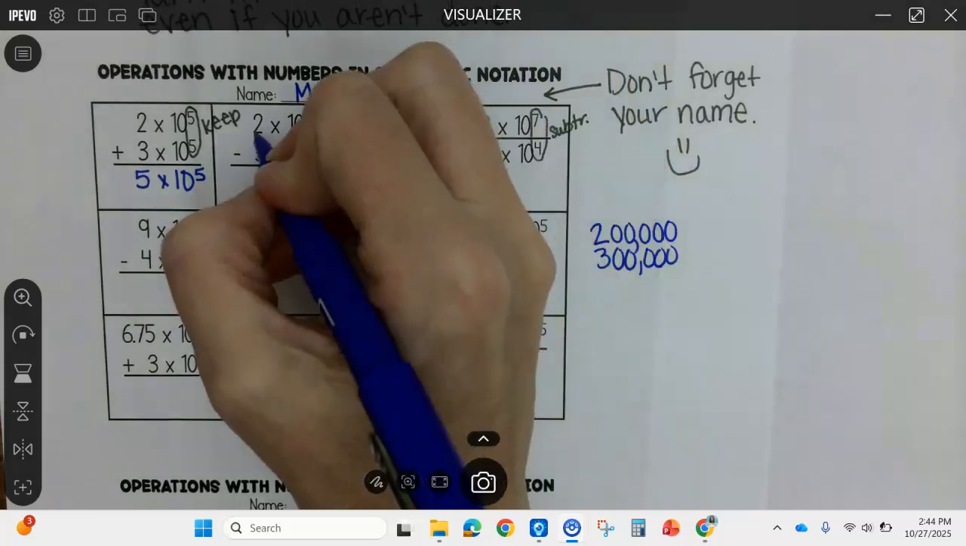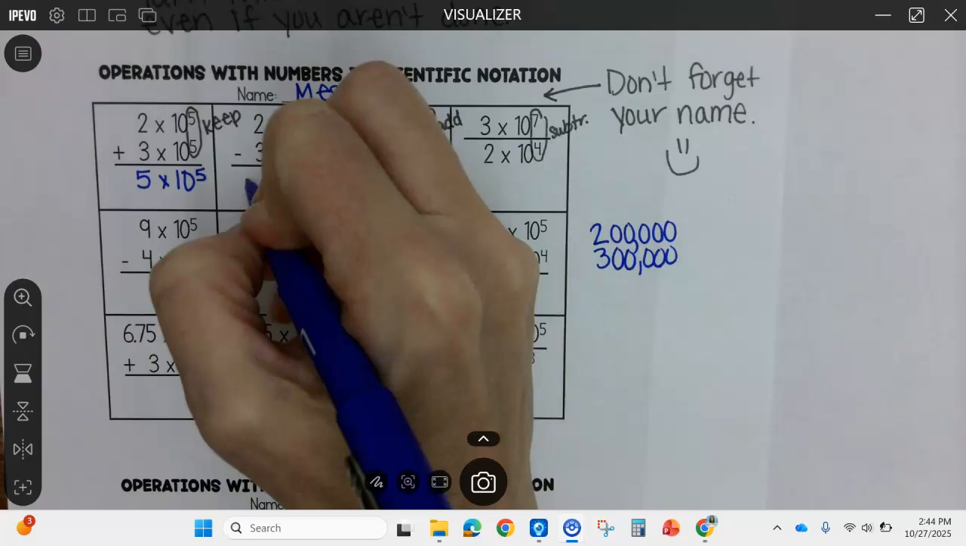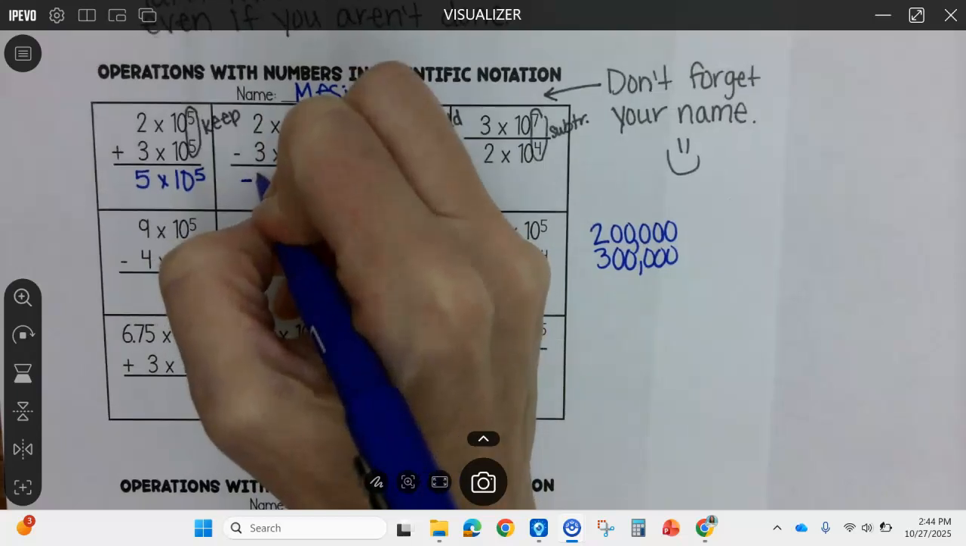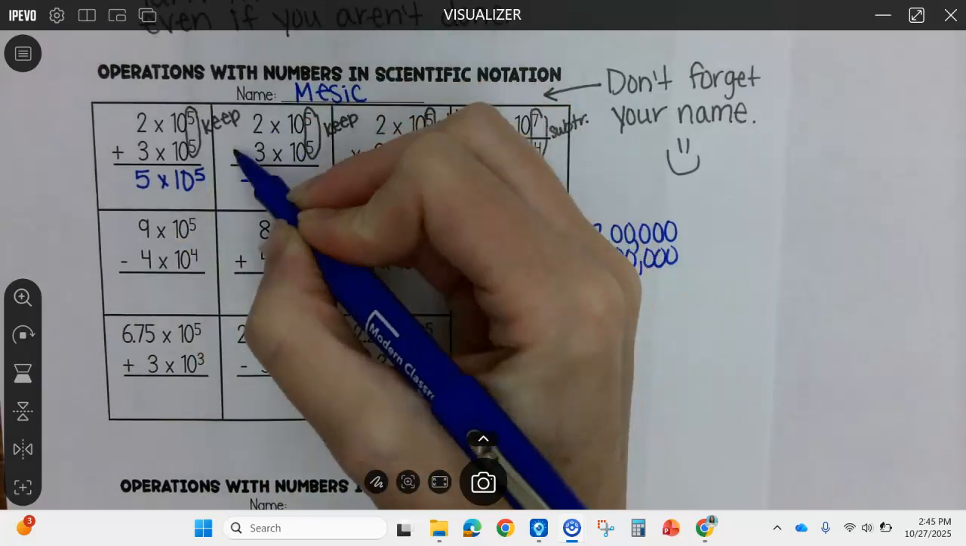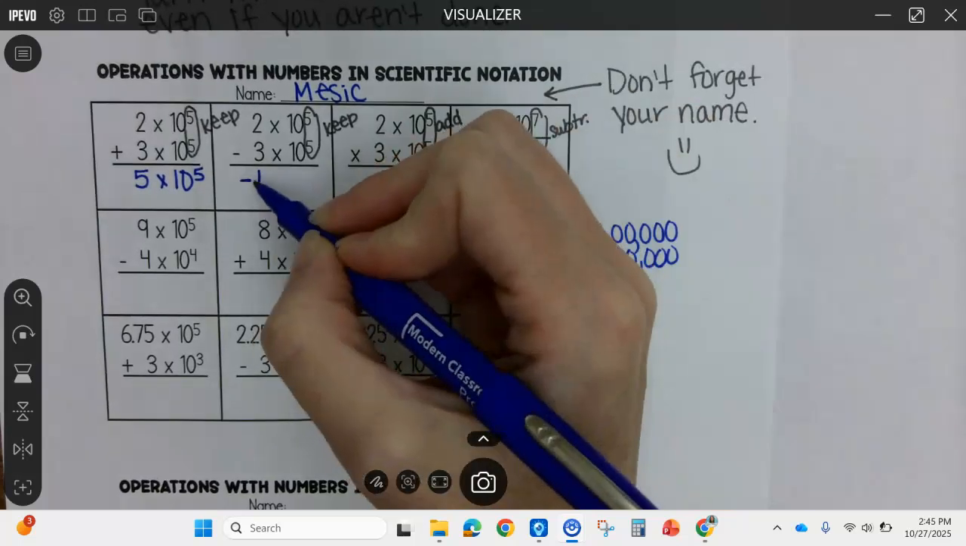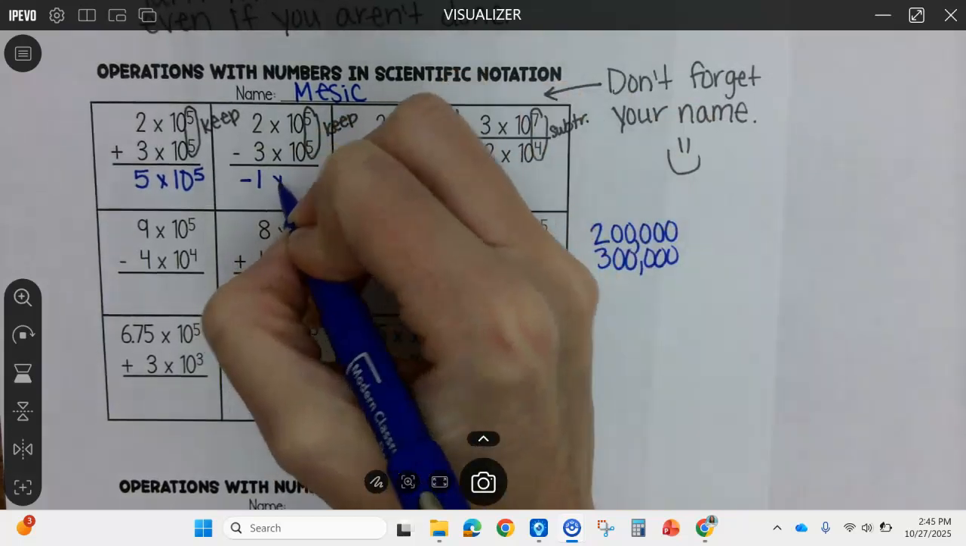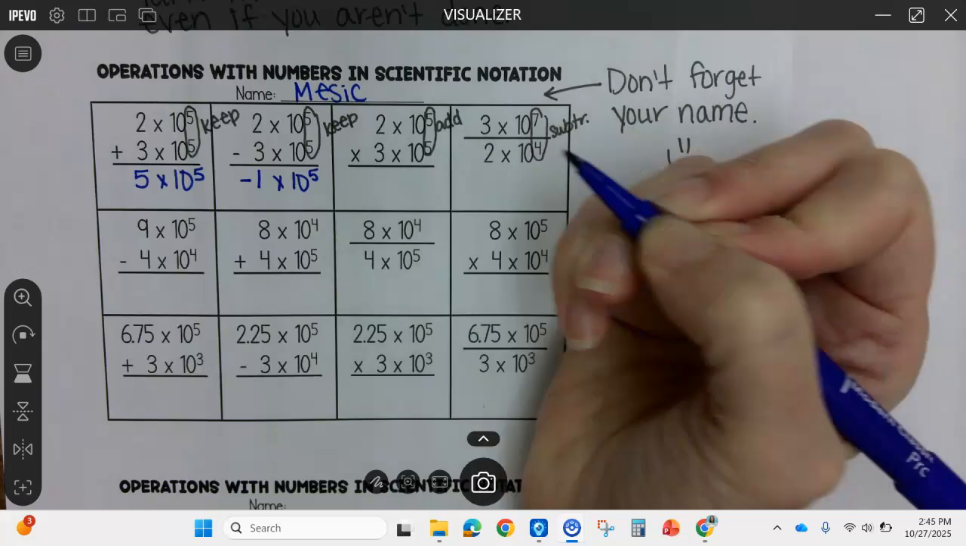All right, so for this one, we're going to do 2 minus 3. Now, make sure you don't do 3 minus 2. So if you have $2 and you try to spend $3, you're going to be in debt, $1. Then you're going to keep your exponent.